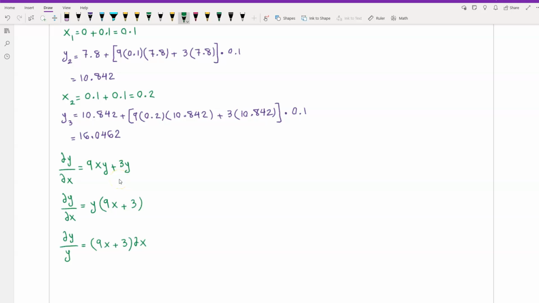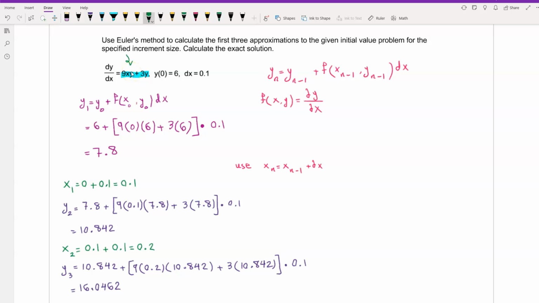To find the particular solution of the differential equation, integrate both sides of the equation to find the general solution. Then solve for the arbitrary constant using the initial conditions. So here we begin by separating the variables. What we have for dy over dx is equal to f of x comma y, and f of x comma y is 9xy plus 3y based on what was given here on this part.